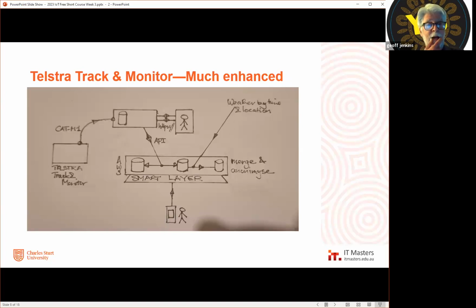So look on this diagram at what that's let them do. They don't want information just from the Telstra device. They would also like to link that to some weather information. And so what they did was say, every time a message reaches us with a location in it, we will grab for that location the weather for that timestamp, and we will store that together with the original message. All of that they built into what we call the smart layer.